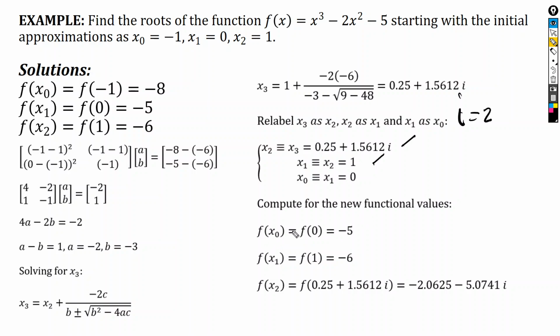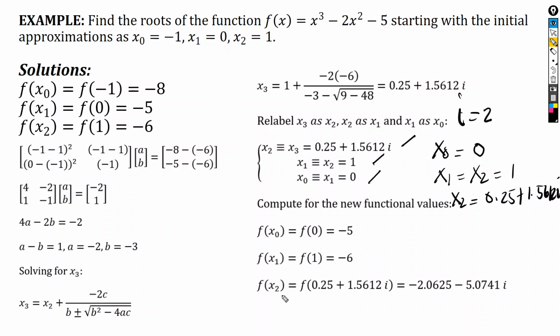So to compute the new functional values, we have the function of x0. Since our x0 will be x1, which is 0, and the value of our x1 will be x2, which is equal to 1, and our value of x2 is equal to 0.25 plus 1.5612i. So computing the new functional values, f of x0, substituting f of 0 in our function, is negative 5. And f of x1 is f of 1, that is negative 6. As you can see, in the old functional values, the f of x1 now becomes the f of x0, and the f of x2 becomes the f of x1 in the new functional values.